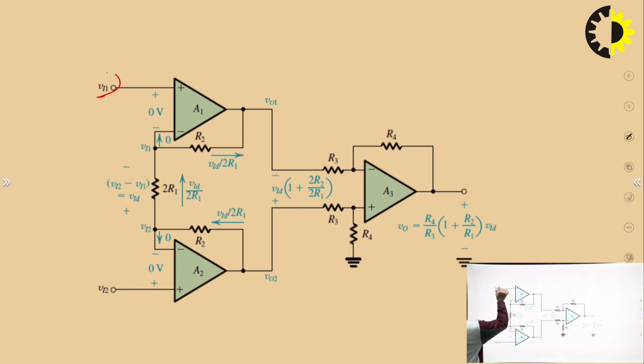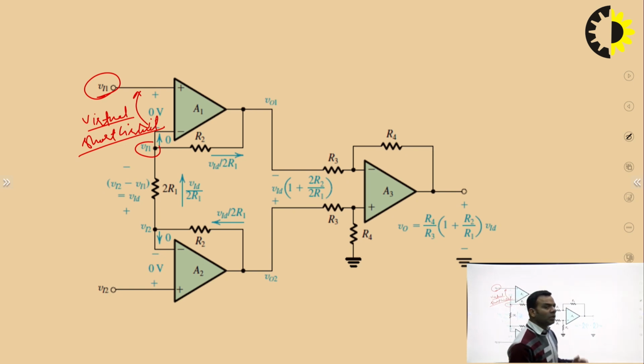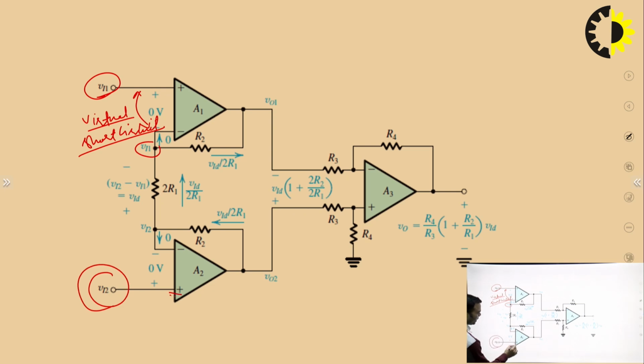You know, this is the voltage Vi1, this is also the voltage Vi1. Why? Because of virtual short circuit. By the virtual short circuit concept, the voltage of inverting and non-inverting terminal will be same. So, this voltage will be Vi1. Similarly, we have applied Vi2 at the non-inverting terminal. So, potential of inverting terminal will also be Vi2 by the concept of virtual short circuit.